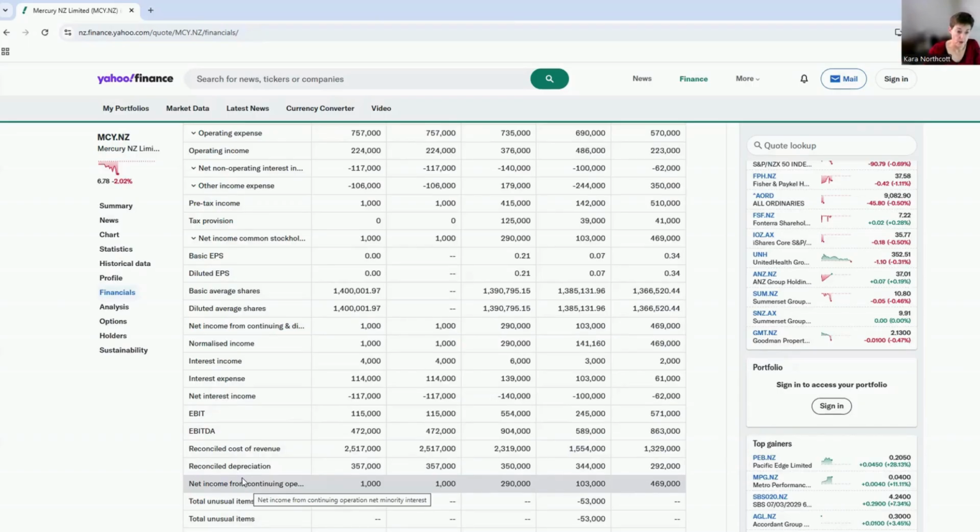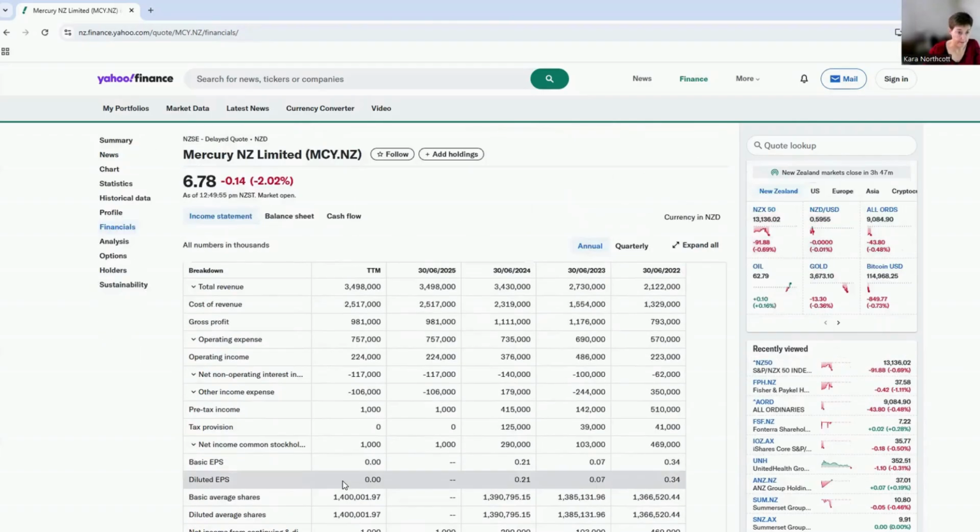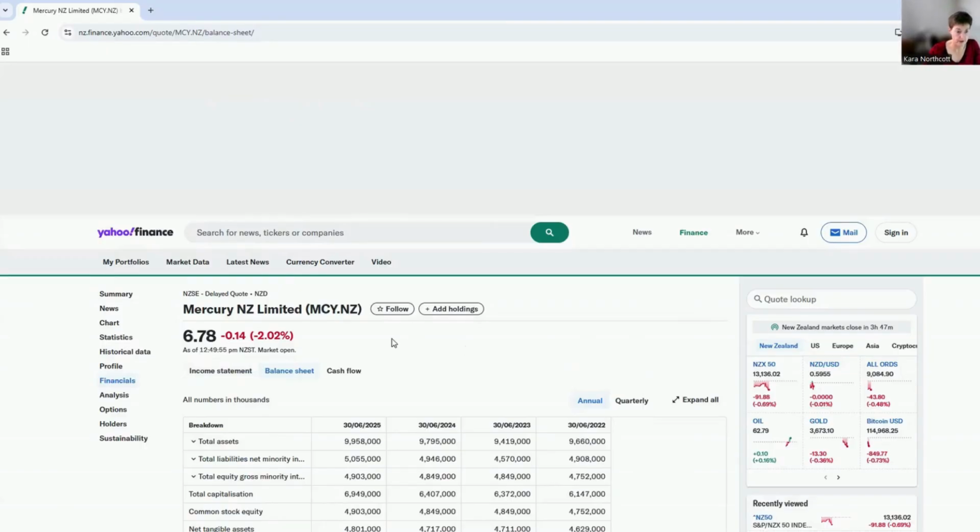If you hold your cursor over any of these on the left-hand side, it will actually bring them up. So we want to take that figure, which is $1,000, and we want to divide that by the shareholder equity. Now, to find that, we need to go to the balance sheet. So it does require a little bit of work to do this.